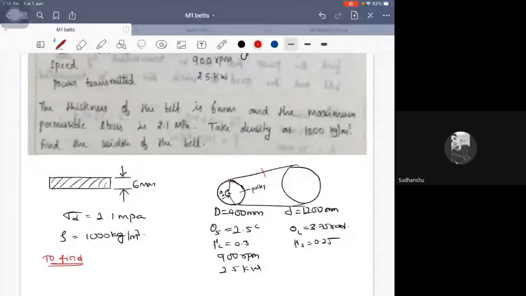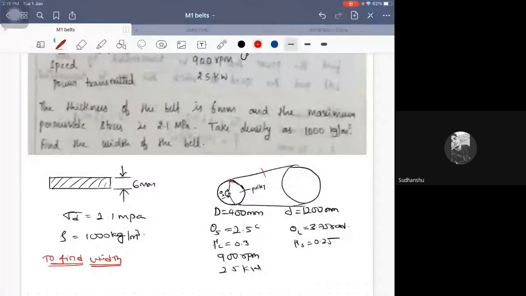What are we supposed to find here? We have to find the value of width. So this is the problem.